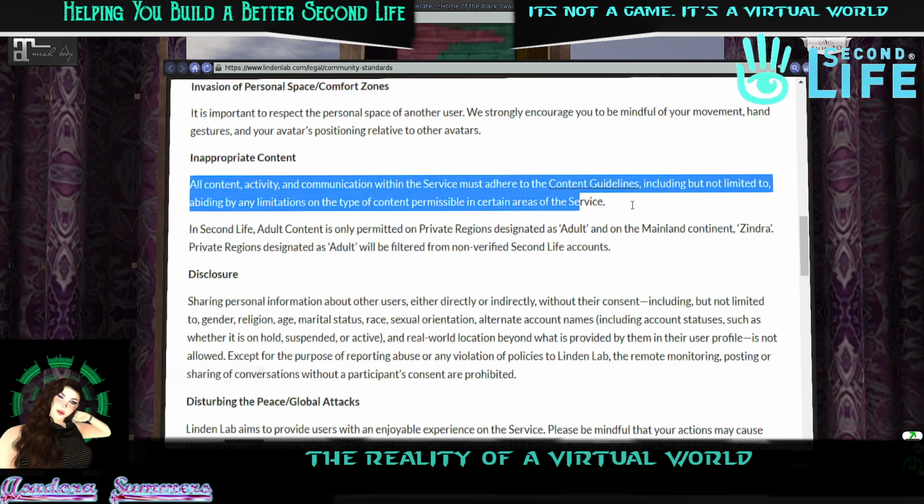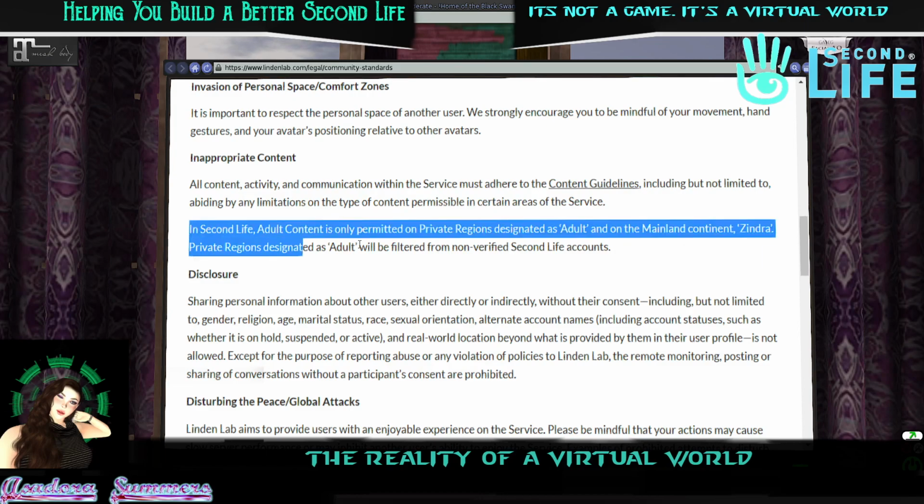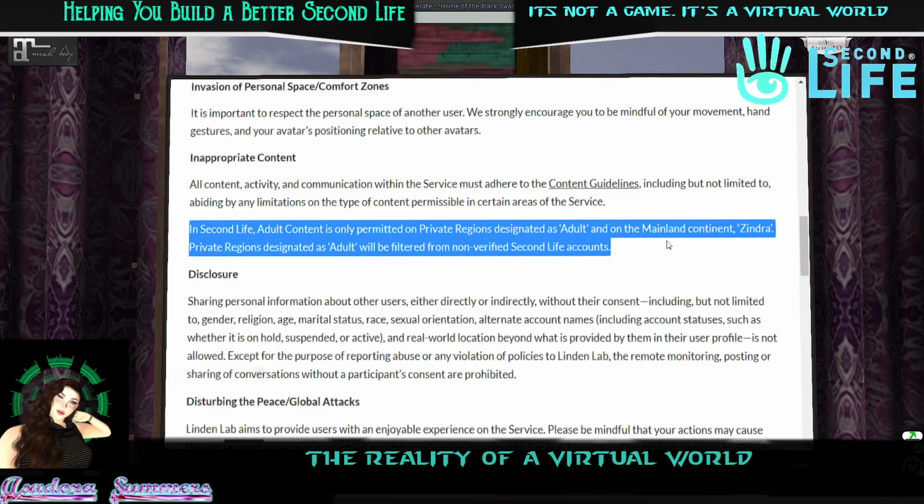Inappropriate content. All content, activity, and communication within the service must adhere to the content guidelines, including but not limited to abiding by any limitations on the type of content permissible in certain areas of the service. In Second Life, adult content is only permitted on private regions designated as adult and on the mainland continent Zindra. Private regions designated as adult will be filtered from non-verified Second Life accounts.